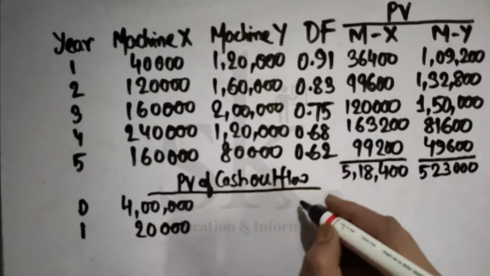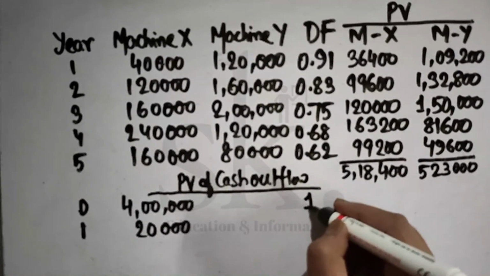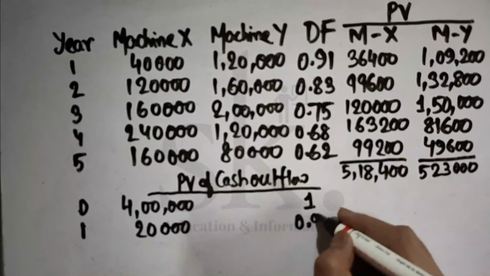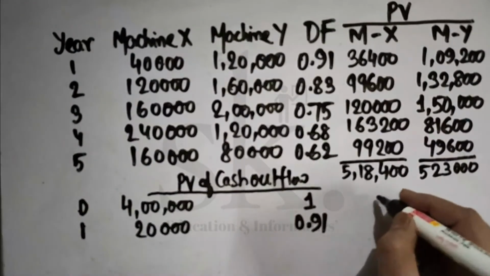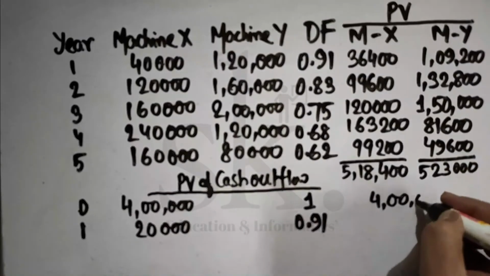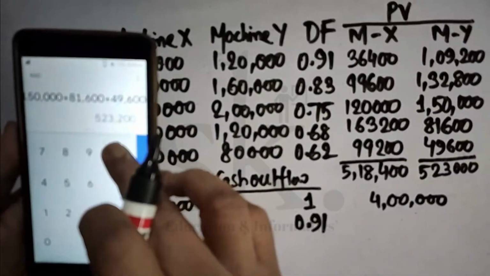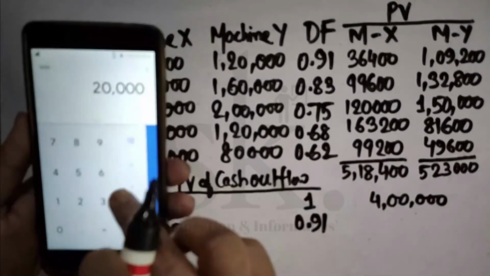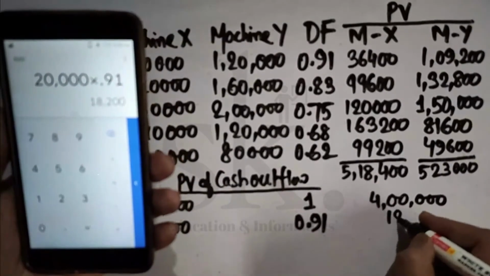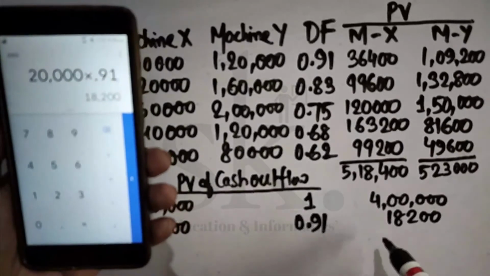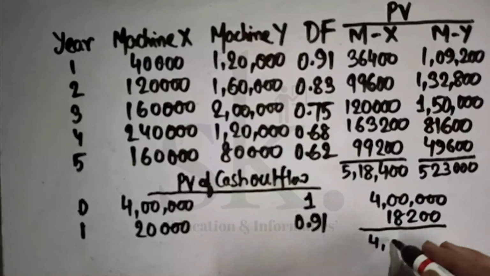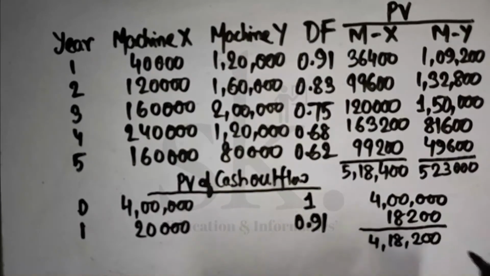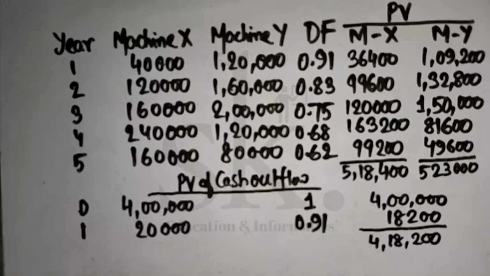The discounting factor we are aware of. The discounting factor for year 1 will be 1 rupee only, and for year 2 it will be 0.91. So again, we have to use a calculator. The first one is 4 lakhs. And for 20,000 into 0.91, we require to calculate. 20,000 into 0.91 is coming 18,200. If we add up, we are going to get the present value of cash outflow. So it's coming 4,18,200.